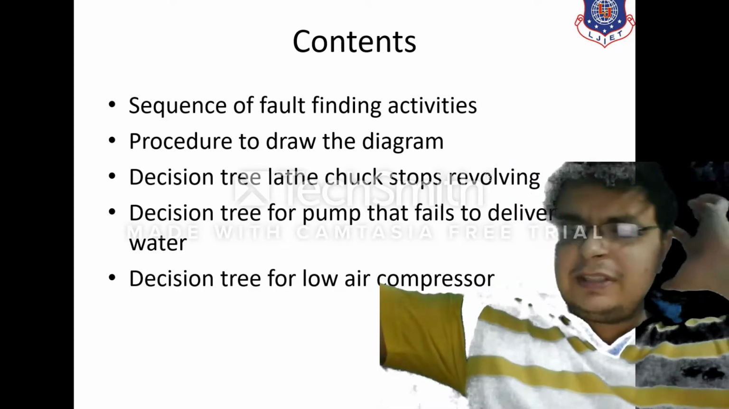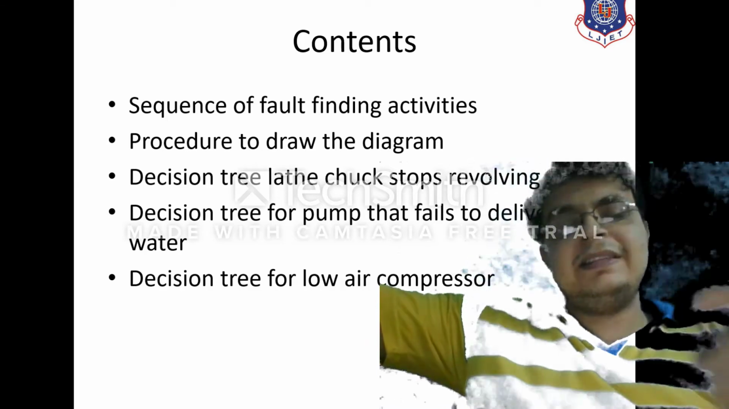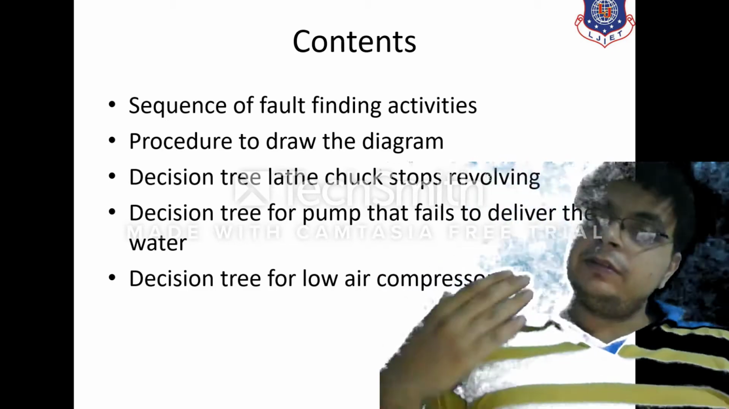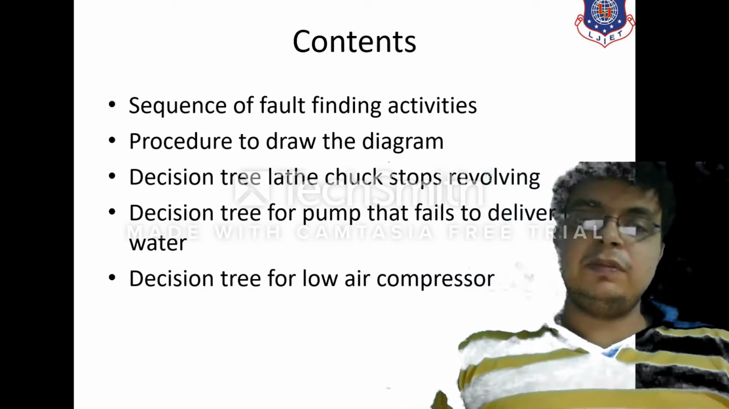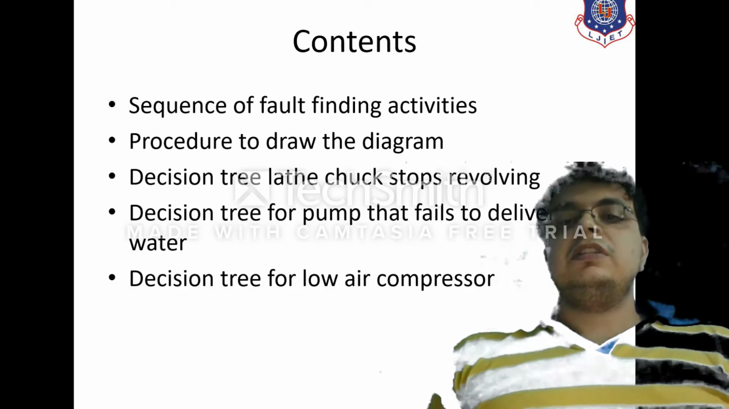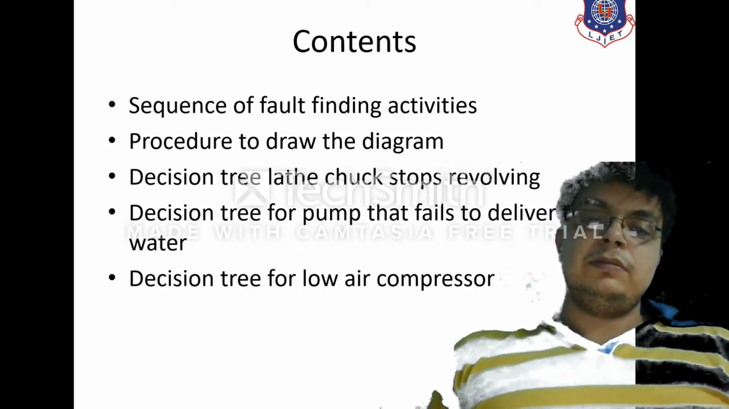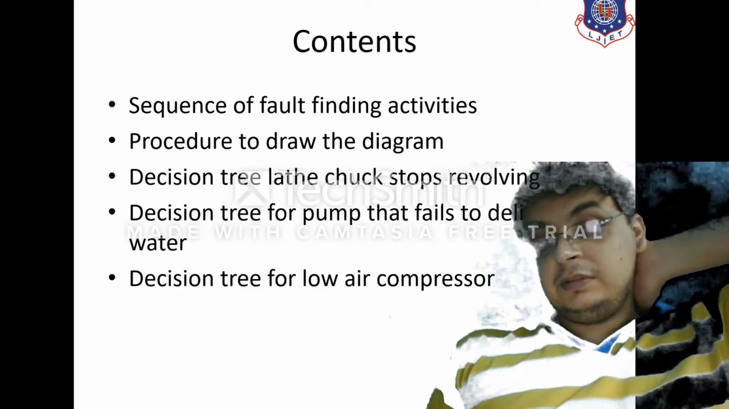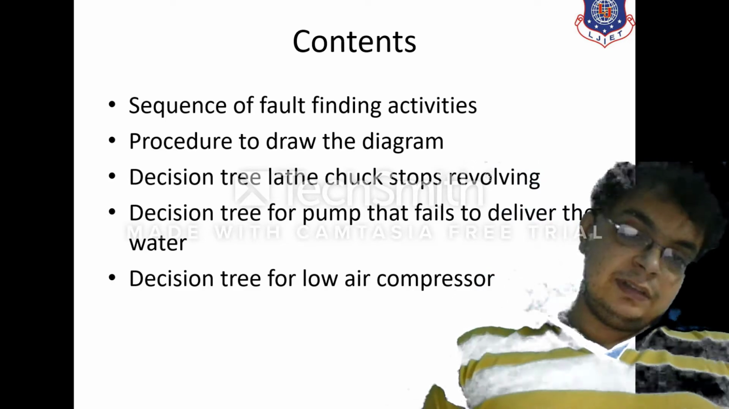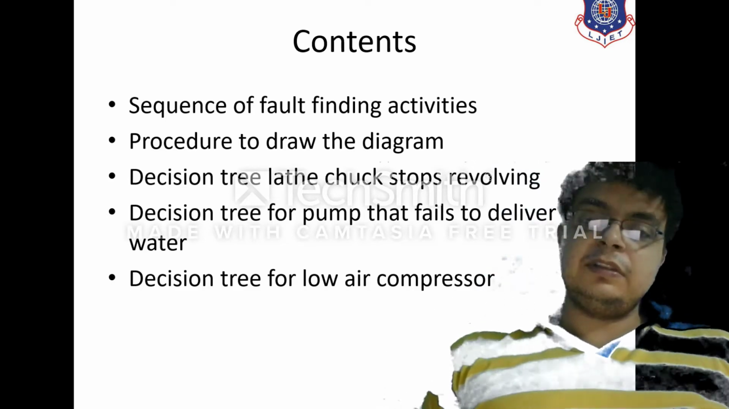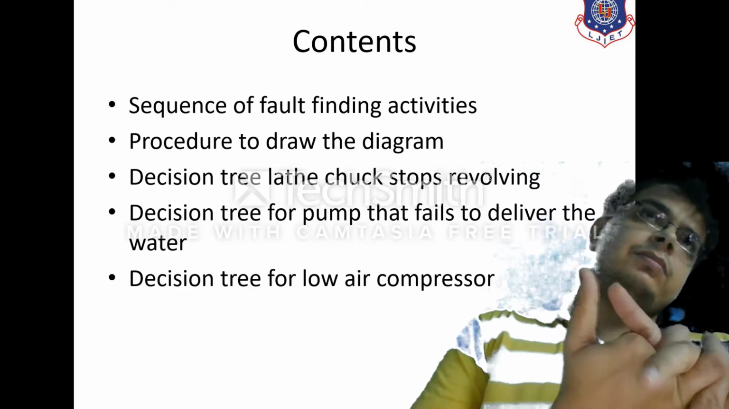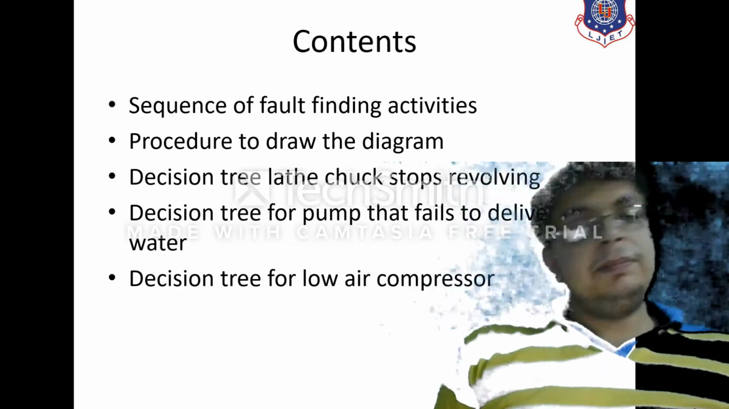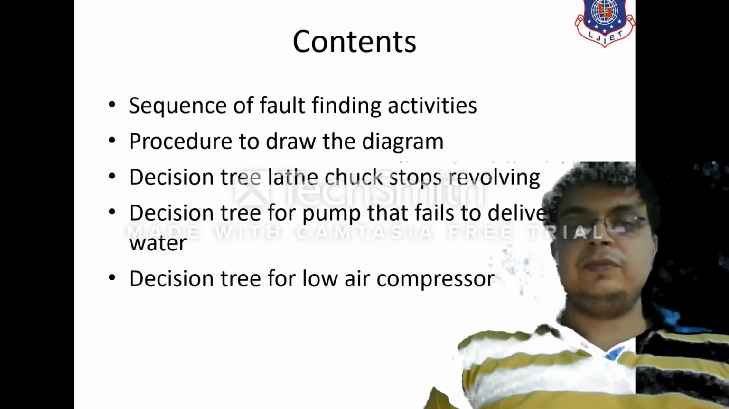By this we can get to know how the decision tree is prepared. So we are going to make the decision tree for the lathe chuck that stops revolving. Then we are making the decision tree for the pump that fails to deliver water, and a decision tree for the lower compressor. A decision tree diagram based on these three concepts will be discussed in this session. So let's start.